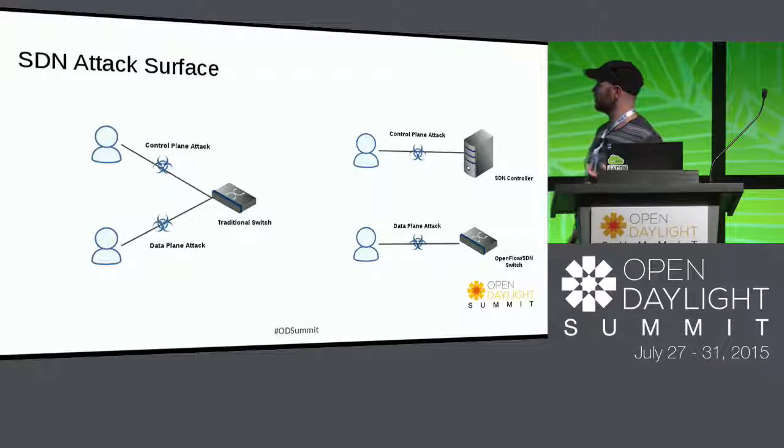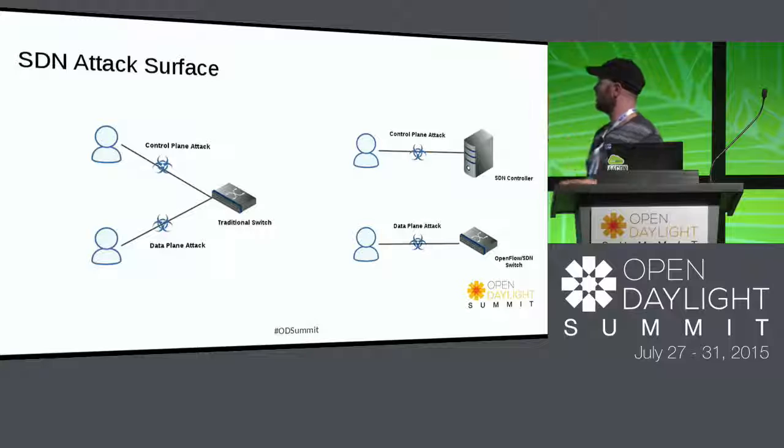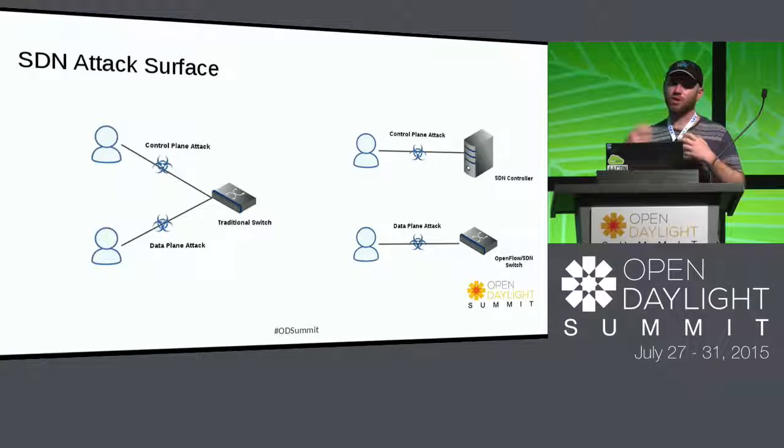So here's a kind of graphical depiction of that attack surface, as it seems to be that with a traditional switch or networking device, both the control plane and data plane could be exploited, whereas with a SDN controller, the switch itself is only exposed via the data plane.